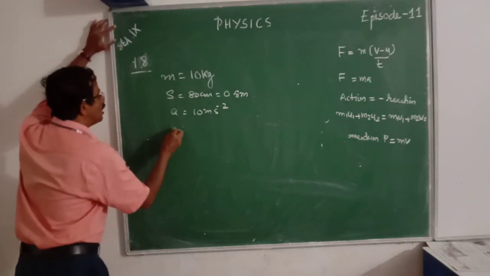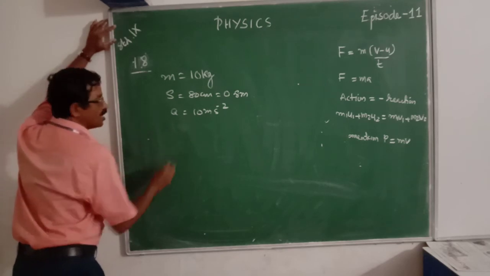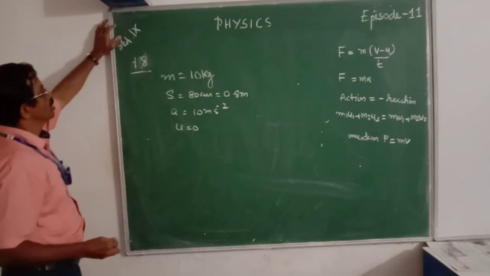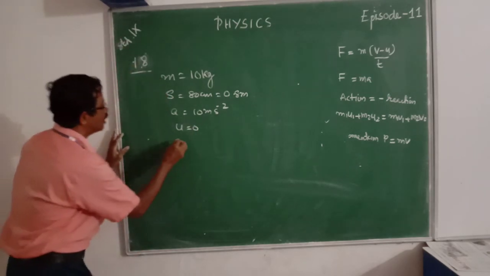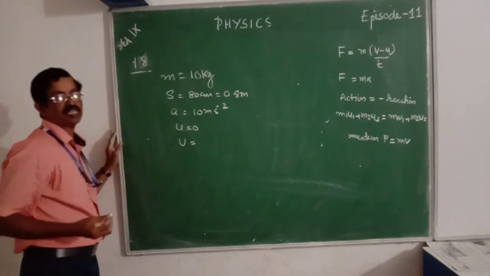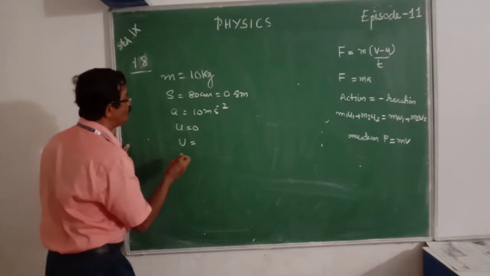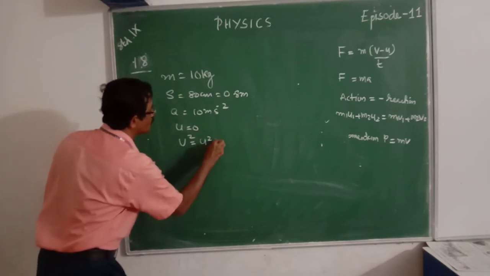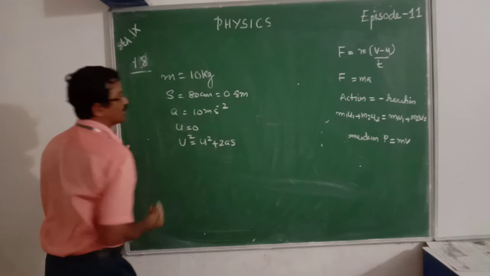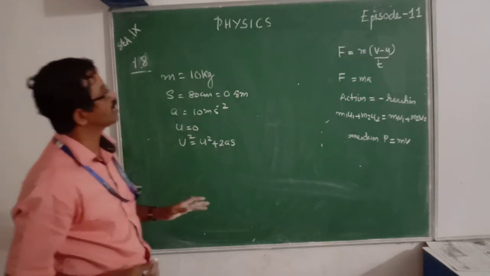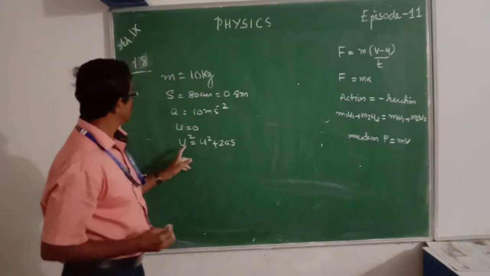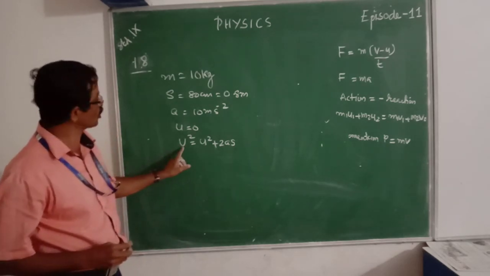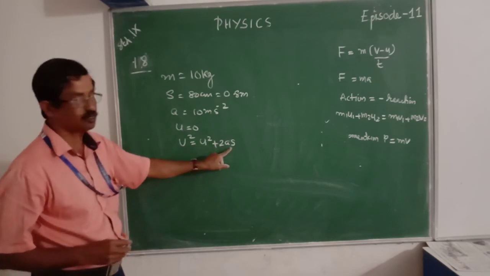Here we need the final velocity. Initially it was at rest, so u is equal to 0. Now we want to find out the final velocity, v. We know a relation: v square is equal to u square plus 2as. The same relation, the third equation of motion. v square is equal to u square plus 2as.